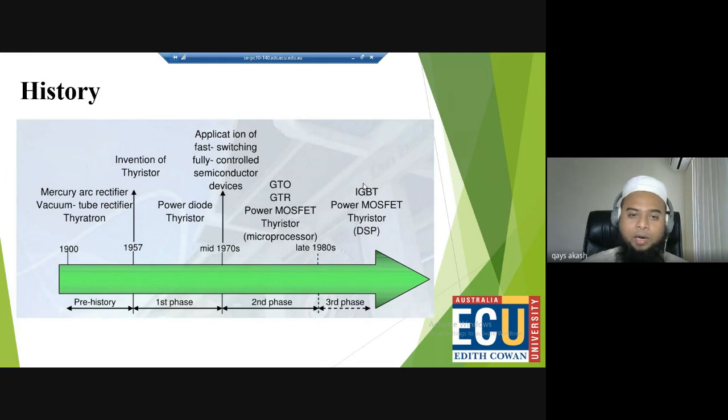In that case, only the thyristor was used for your power electronic sectors to provide the electrical power. But in the next 3 decades, almost 1980, power MOSFET and thyristors were used. In the last 2 decades, we can also see these power electronic devices, specifically this power MOSFET and thyristors.